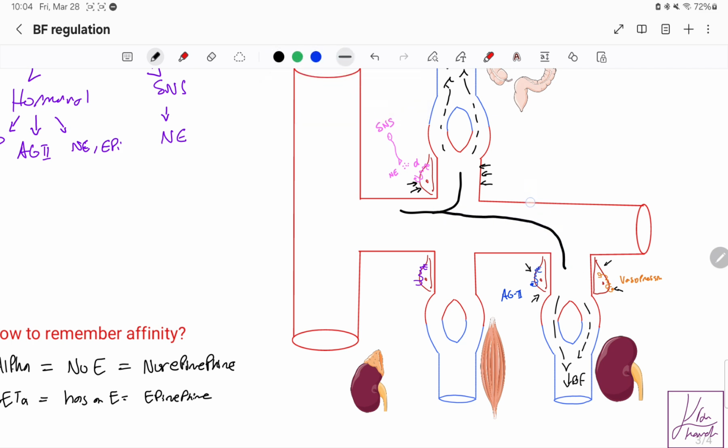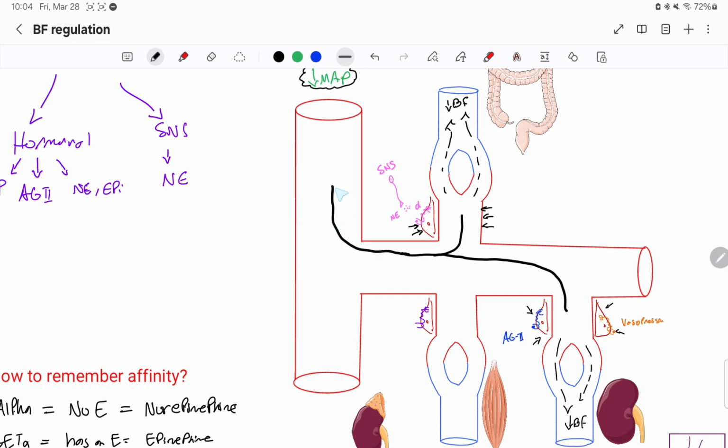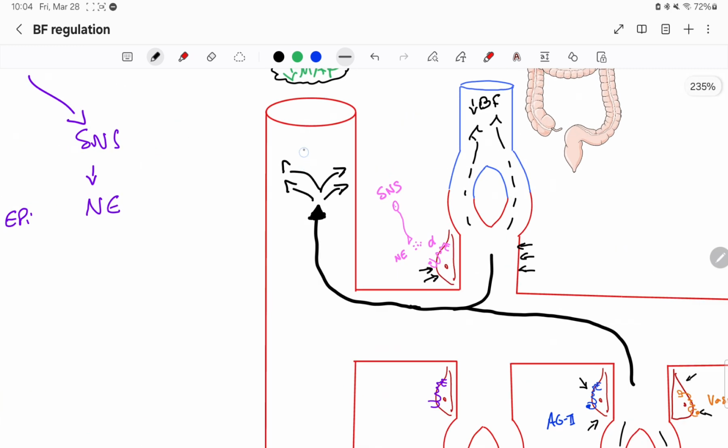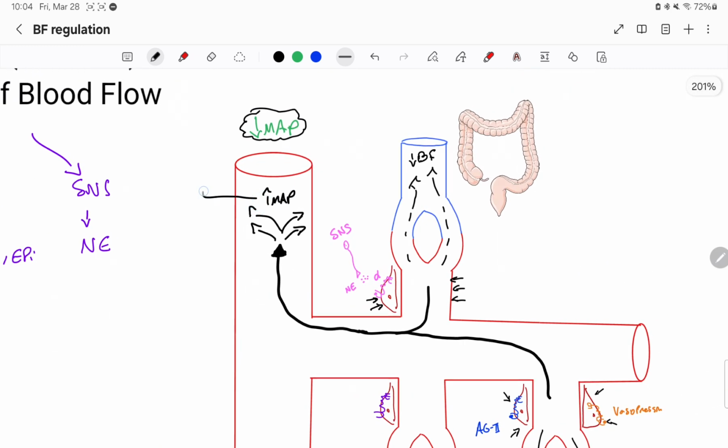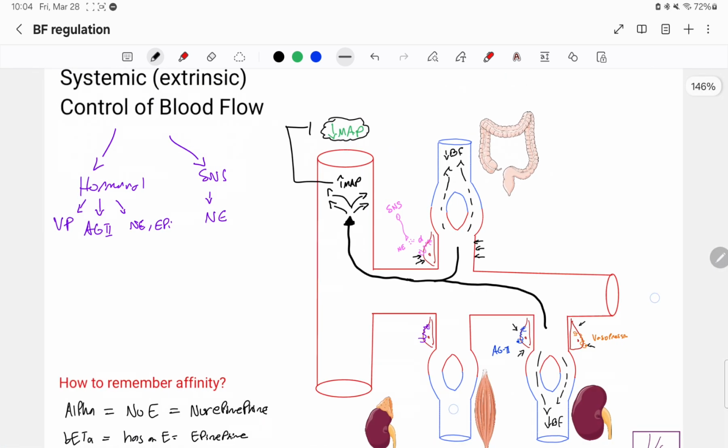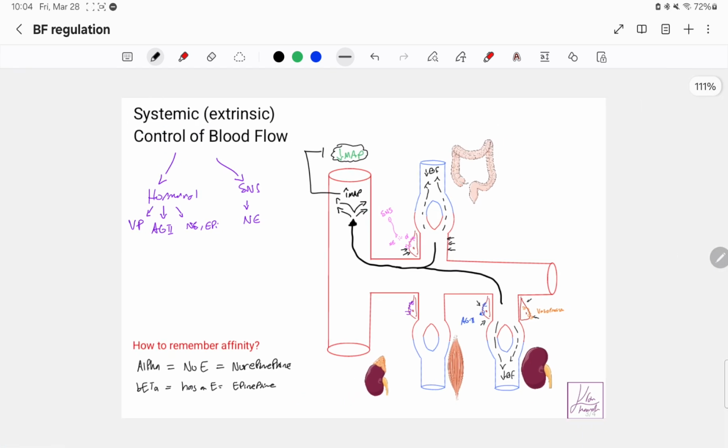Upstream. Great. And you know what happens when we do this, guys? We are going to cause an increase in the actual mean arterial pressure because we redirected blood flow upstream. And this right here is a classic negative feedback loop. Okay, so that's how you systemically control blood flow.